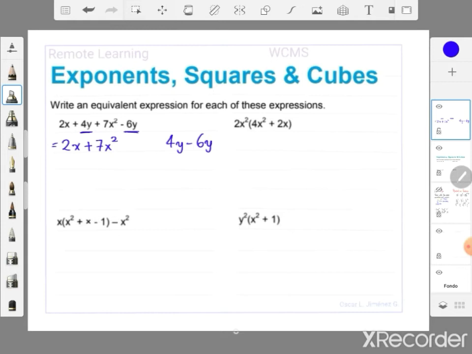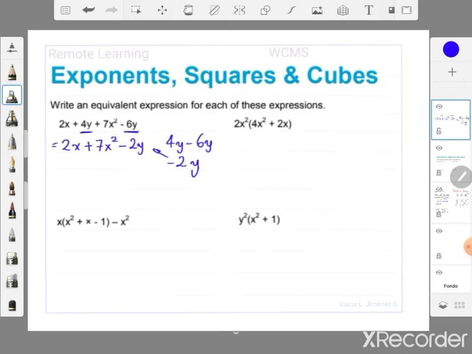Again, we keep the variable, the y, and we subtract the numbers. So what is 4 minus 6? It is negative 2. Okay? So after combining these like terms, you're going to have minus 2y, this expression right here. Okay? And that's it. It's easy.